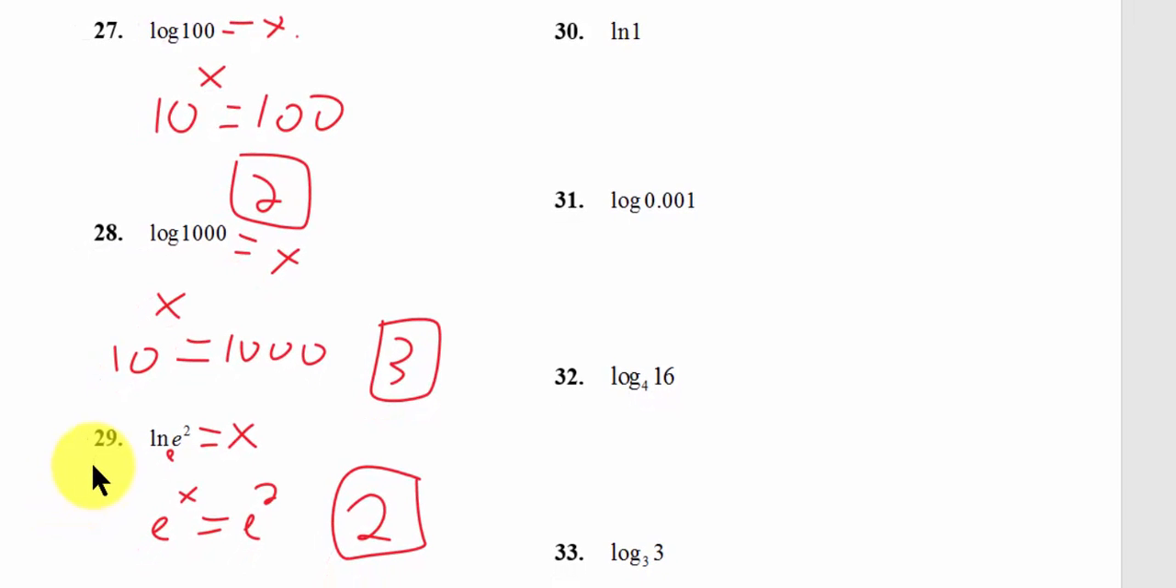Number 30, you could think of this as e to the x equals 1. The only thing that would make that true would be 0, right? e to the 0 equals 1.